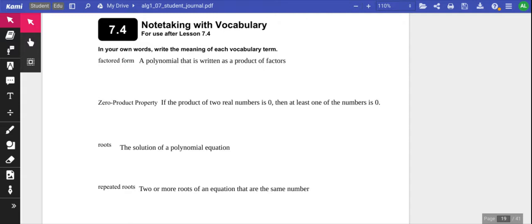All right. So we have a couple new vocab terms for 7.4. We're getting into a little bit of new content here. First off, let's just go.